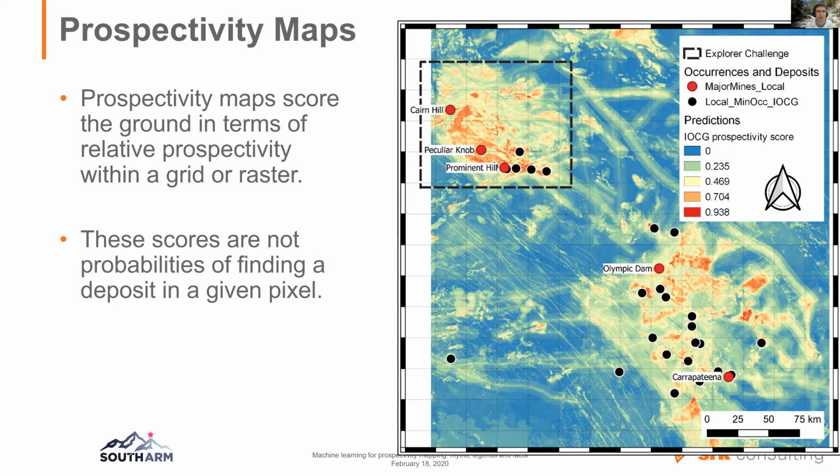These scores are generally not probabilities, which means that if I have a score of 0.9, doesn't mean necessarily that I have a 90% chance of finding a deposit. Usually it's lower than that. It just means that it's one place where you're the most likely to find a deposit relative to an area with a prospectivity of 0.2, let's say.